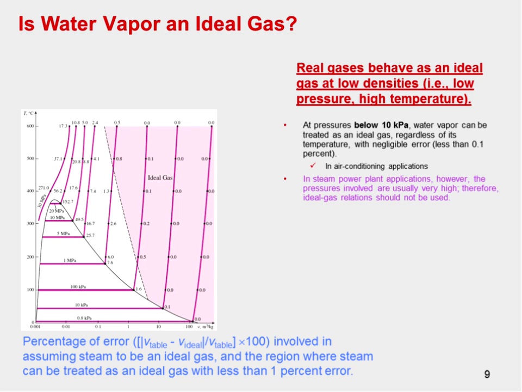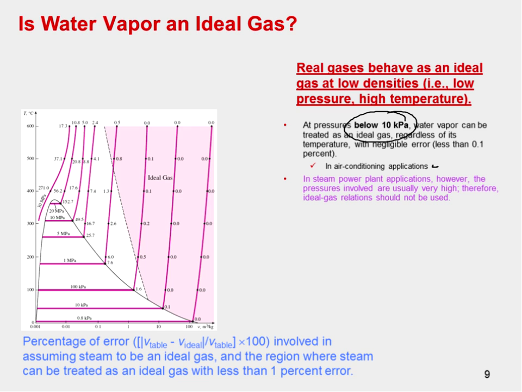Now, one thing we haven't talked about, I only mentioned briefly at the beginning, was the ideal gases. And we're talking about steam. So steam can be treated as an ideal gas at low densities. So it would be low pressure and high temperatures. Whenever we say how low is low, in our case it'd be below 10 kilopascals, then a gas behaves like an ideal gas. And an example of that is in air conditioning applications.